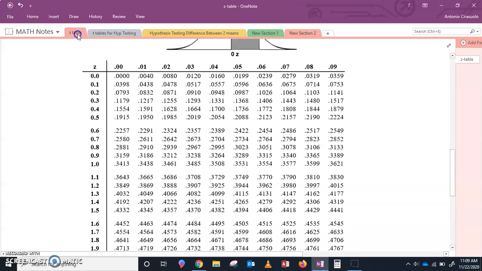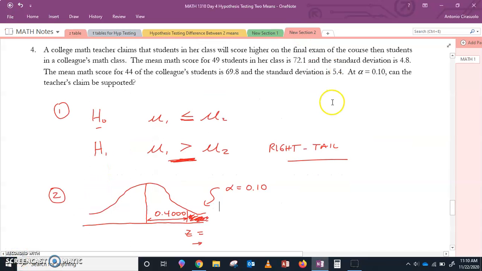So 0.4, if you go to a table, 0.4 is in between these two values here. And so I'm going to go with the higher of the two values, 1.29. So our critical value is 1.29. Okay, so 1.29 is what I'm going to put here.